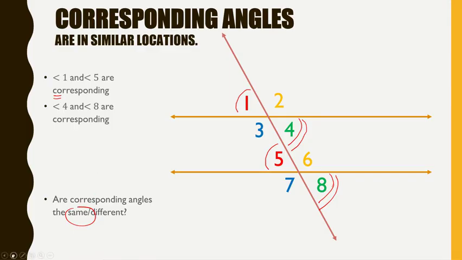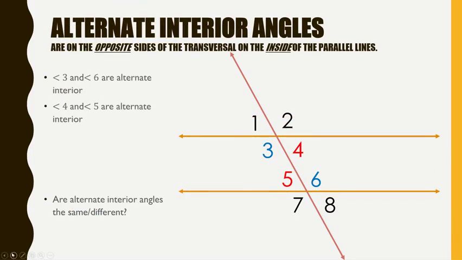Okay, let's go to the next slide. 3 and 6, we call those alternate interior. Notice the word interior means inside the parallel lines. 3 is obtuse. Guess what? 6 is obtuse. They're inside the parallel lines, but they alternate across the transversal. And 4 and 5 are also alternate interior. So are alternate interior angles the same? Yes, they are the same measurement.